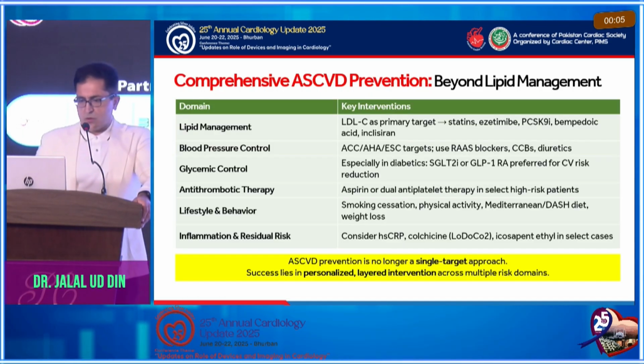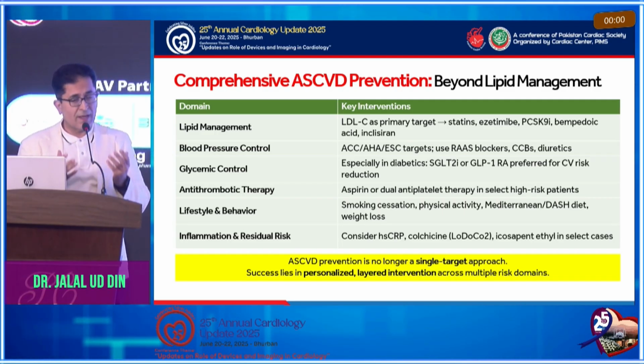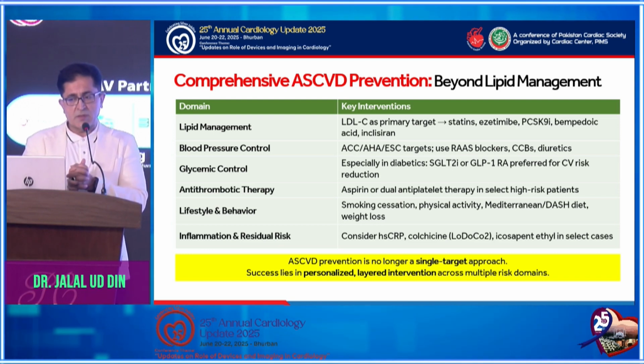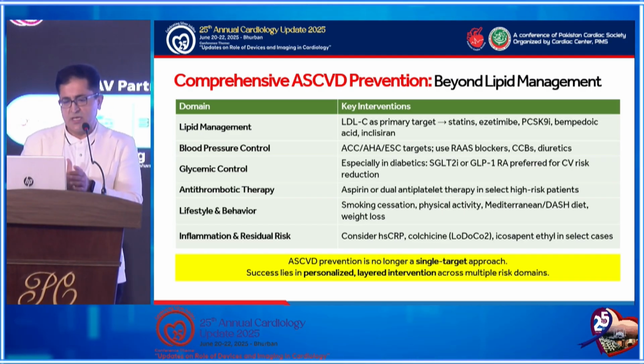It's not just about the numbers. It's not just about reducing the number. It's about a comprehensive approach of ASCVD prevention beyond lipid management. Not only do we have to bring the lipids down, but we also have to achieve blood pressure targets, glycemic control, as well explained by Dr. Fazal, especially in those patients where the molecules SGLT2 inhibitors and GLP-1 receptor agonists have cardiovascular benefits. They need to be on top of the priority in patients having ischemic heart disease. Antithrombotic therapy, aspirin, dual antiplatelets, lifestyle behavior, inflammation, and residual risk. So our targets need to be holistic, not just reducing the numbers.